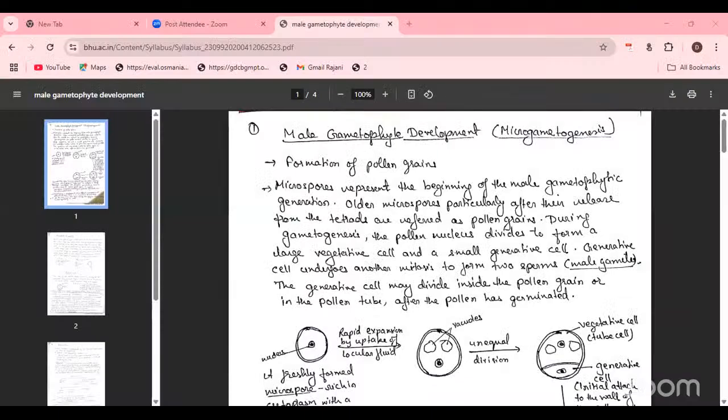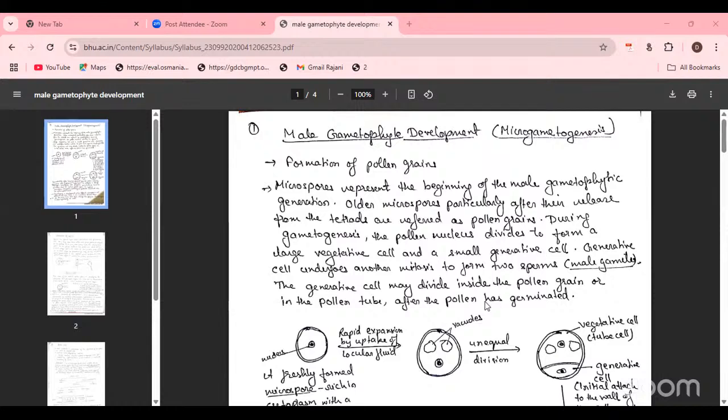Now we will discuss the male gametophyte. The female gametophyte is completed. What is the female gametophyte? How does it develop? What types of embryo sacs are there? What is the monosporic embryo sac? What is the bisporic embryo sac? What is the tetrasporic embryo sac? These are all completed. Now we will discuss the male gametophyte.